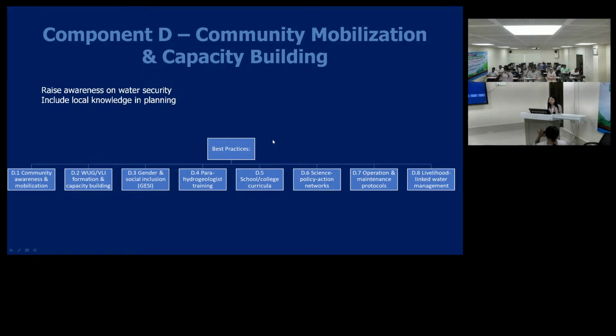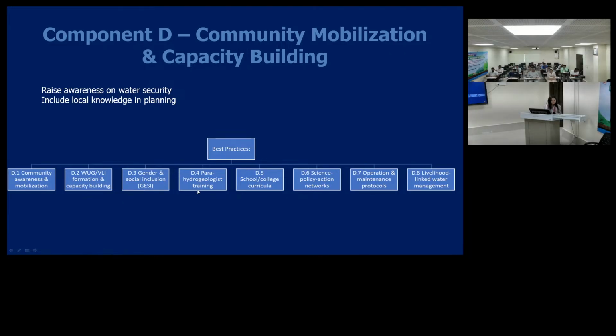The next one, component D, is community mobilization and capacity building. So this is very important. Community mobilization can be done, like awareness programs. These are the factors, 1, 2, 3, 4, 5, 6, 7, 8. These 8 factors are very important for this: community awareness and mobilization, village level formation and capacity building, gender and social inclusion. Nowadays the ministry is also very interested in giving importance to gender inclusion.